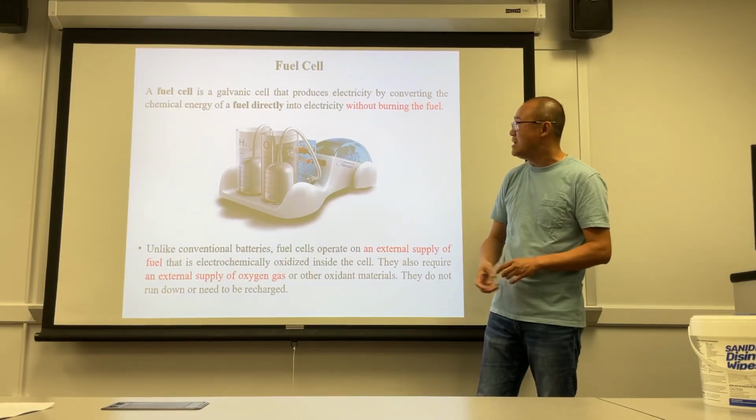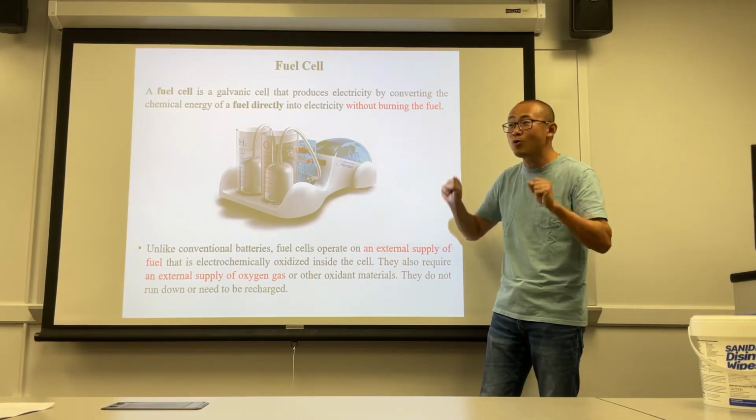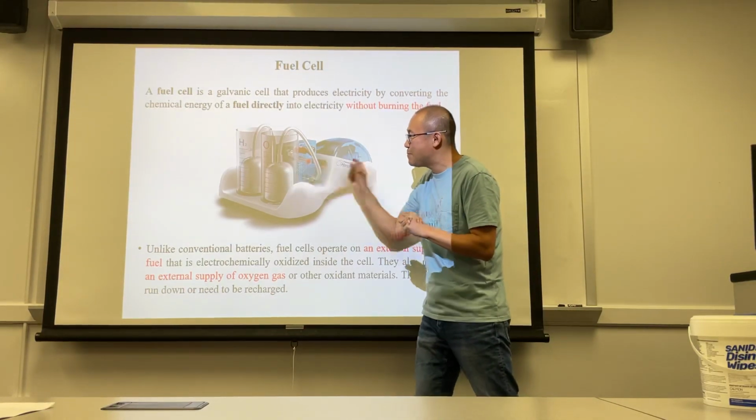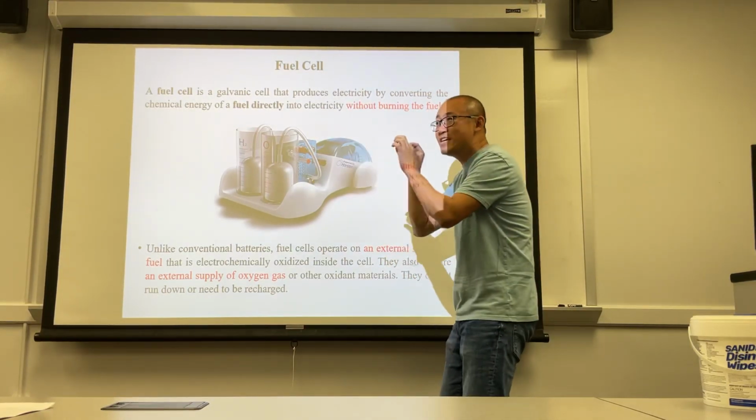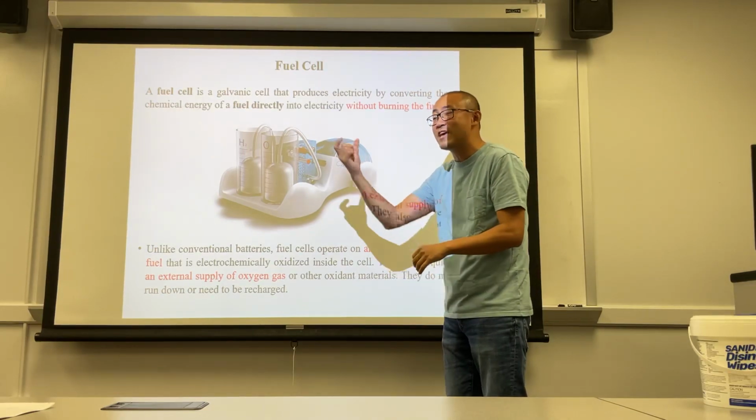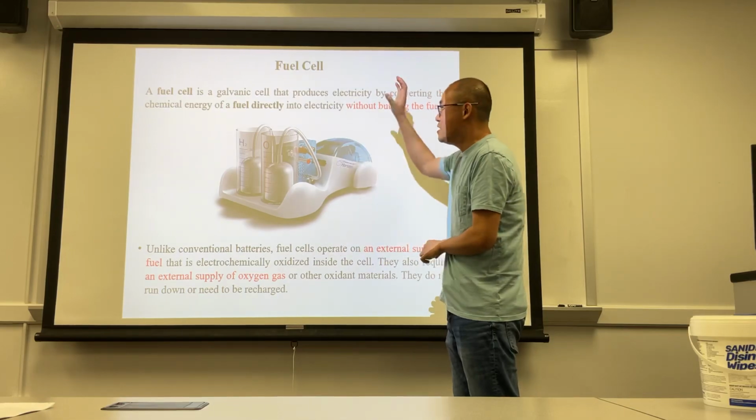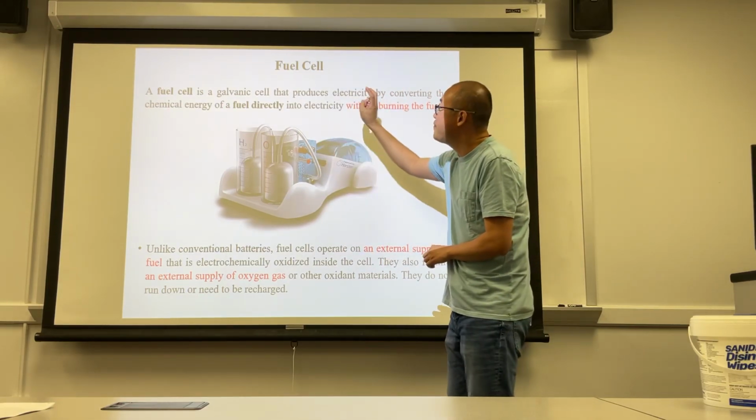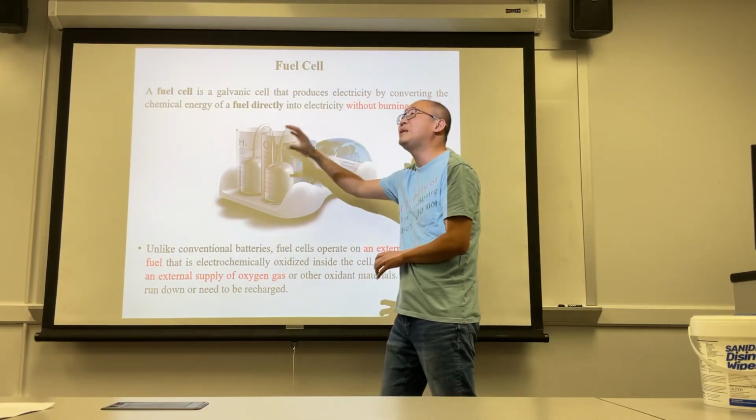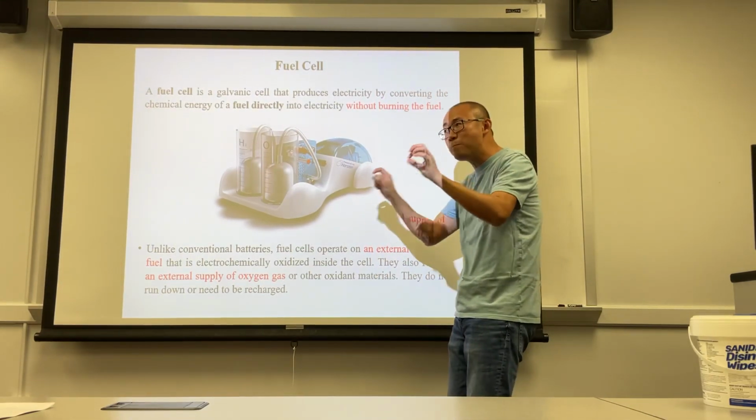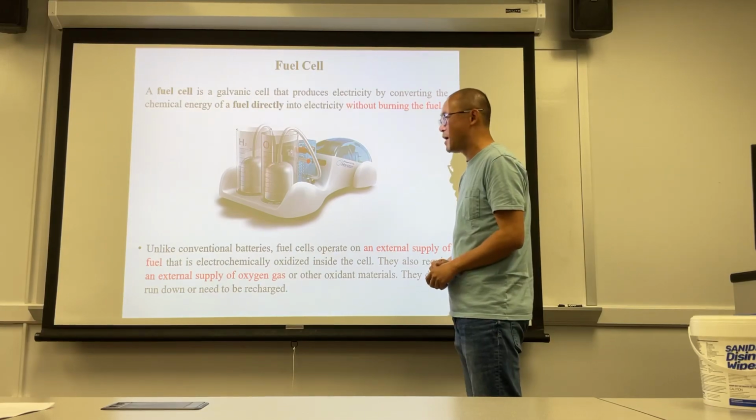In the fuel cell, the chemical reagents are not inside the battery. They're actually kept being pumped into the battery so that they can react to produce electricity. But the chemicals, the fuels, are not pre-placed inside the battery yet. They're being pumped into the battery.